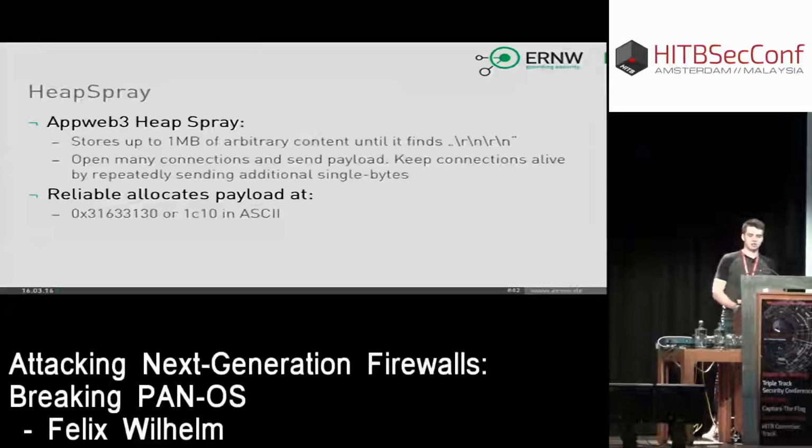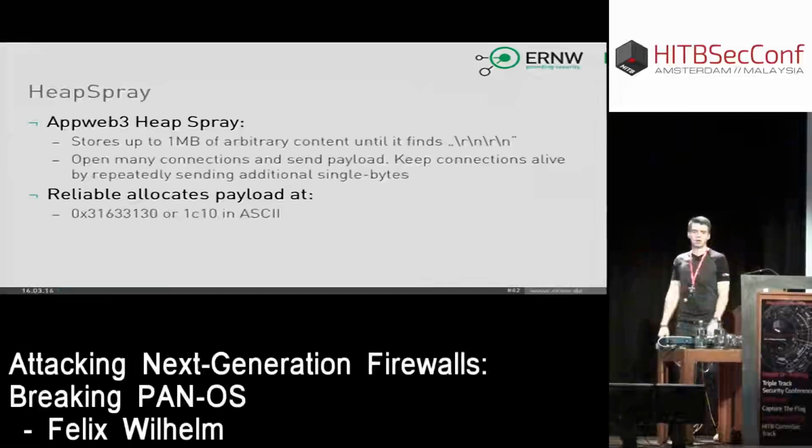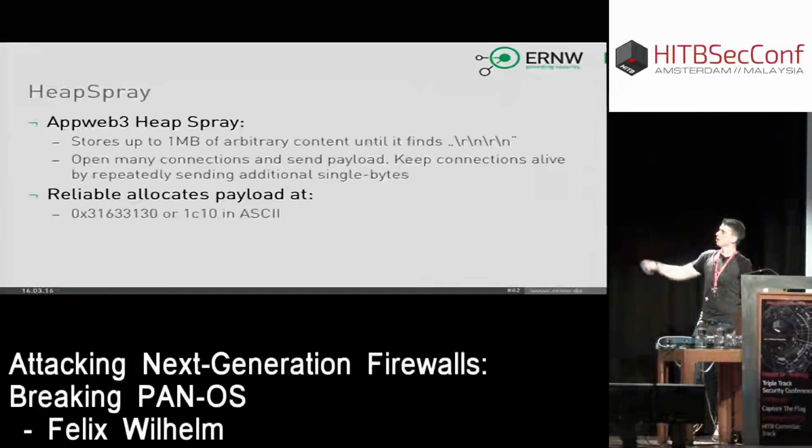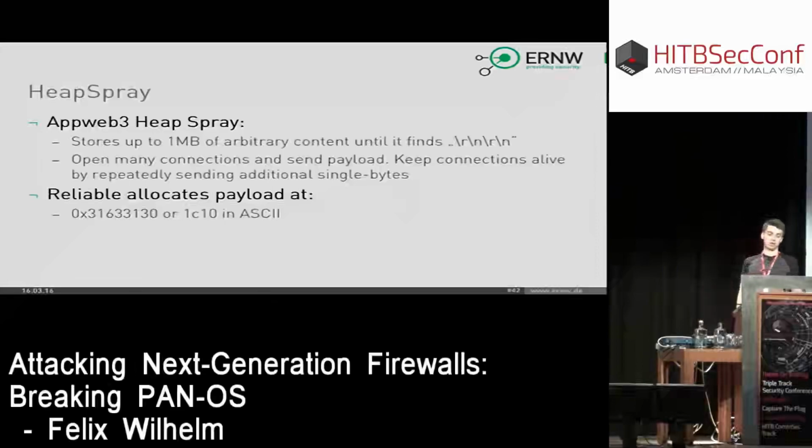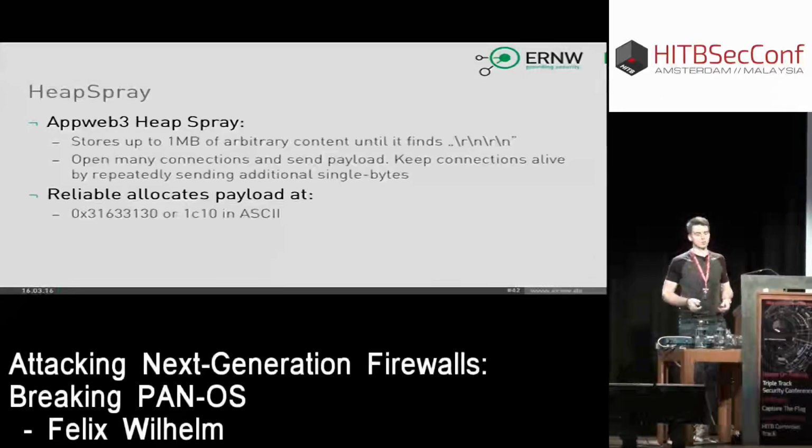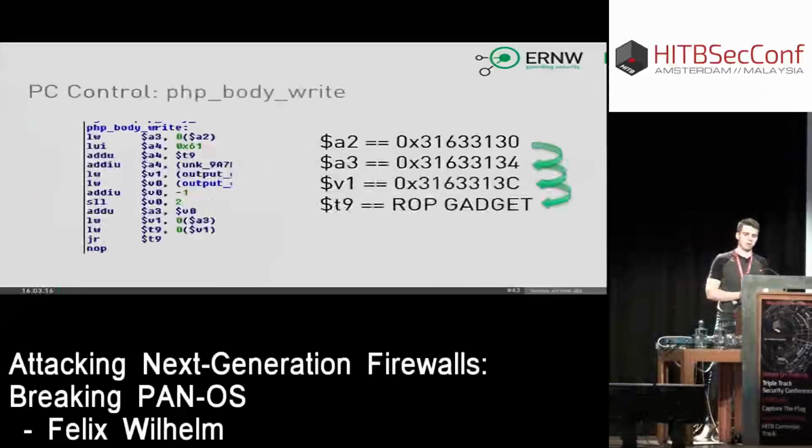The idea of how to exploit this is we just open up many connections, send the payload, keep the connections alive so it doesn't free the heap memory, and do this a lot of times. And as it turns out, this works in a way that we reliably allocate our payload at the following address. And it turns out this is actually a valid ASCII alphanumeric string when we convert it. So what do we store inside this heap spray? We can store arbitrary values inside there.